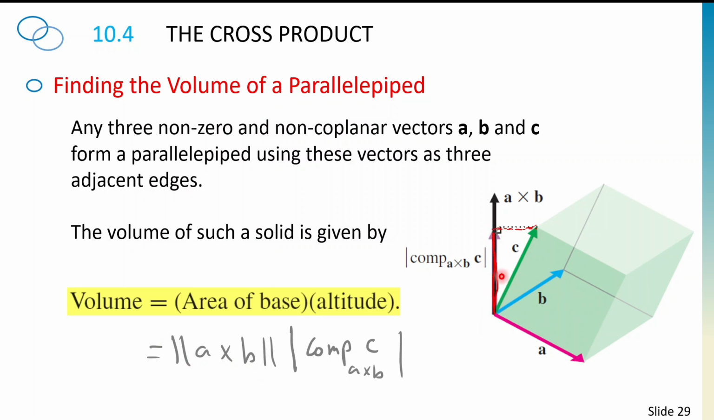Okay, we know the area of the base. I need the height. If I have the third edge here, C, and I drop it there, remember that the cross product of A cross B will be perpendicular to both of them. So this will help us find the height. If I drop this line from C onto the cross product, I get what we already talked about in 10.3, the component of C along the cross product. So this is what we have as the height, which is the absolute value of the component of C along A cross B.